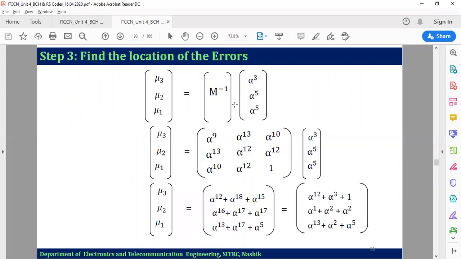So next, you will just replace M inverse by the actual inverse of that matrix M in the formula. So mu3, mu2, mu1 is equal to M inverse into S4, S5, S6. So that is alpha cube, alpha 5, alpha 5. And then you will solve this by taking the multiplication. So alpha 9 into alpha cube, that is alpha 12. Alpha 13 into alpha 5, that is alpha 18. Alpha 10 into alpha 5, alpha 15, which is 1.